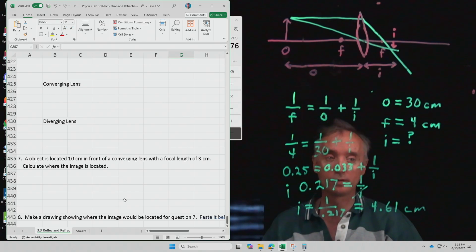So that is our lab for today. So in our next lab, we're going to be discussing what is interference, diffraction, and then polarization.